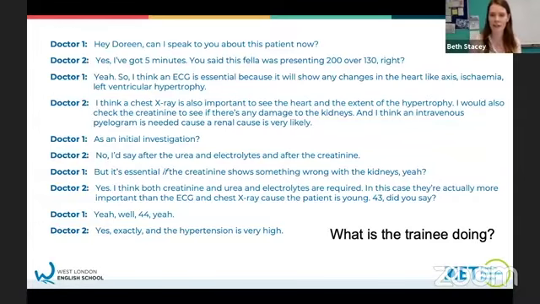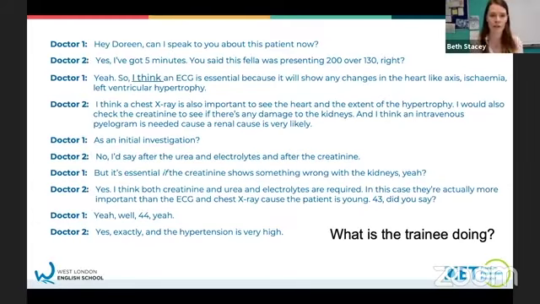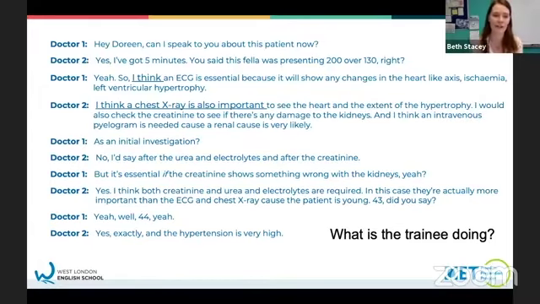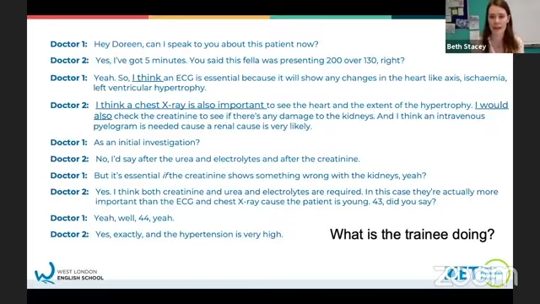Okay, so let's just pick some of this language out and really look at it in a bit more detail. So we have Dr. 1, who is the trainee. So the trainee here is saying, I think an ECG is essential. And Dr. 2 is adding some more information of what they think is important. So I think a chest x-ray is also important. And then even adding further information. So Dr. 2 in this case is helping the trainee by adding more suggestions. So I would also check the creatinine.